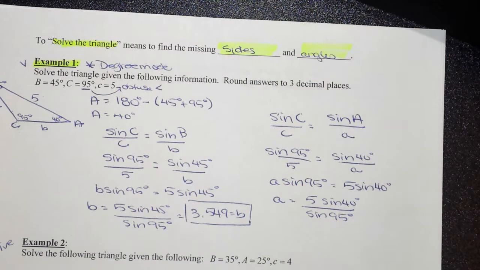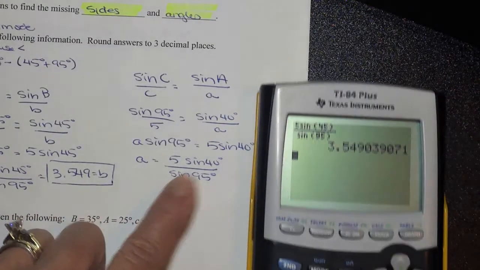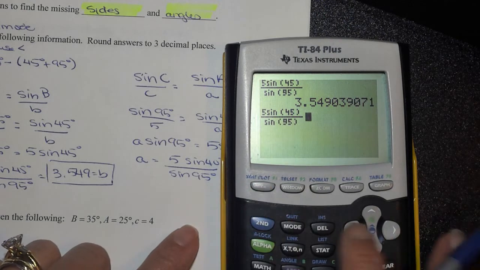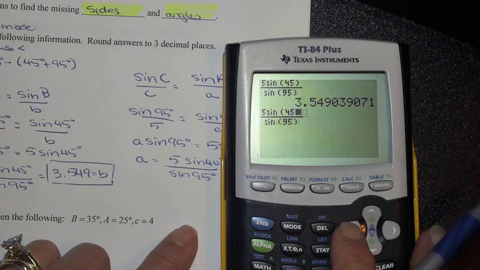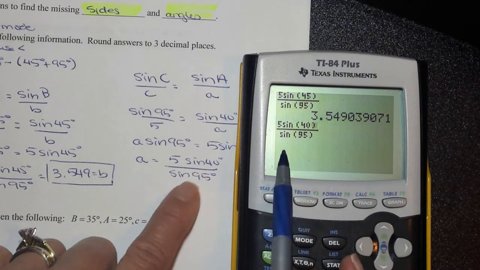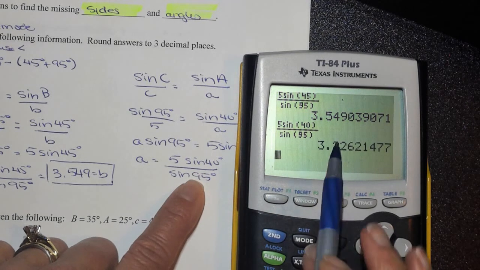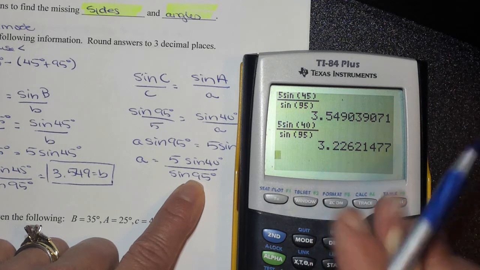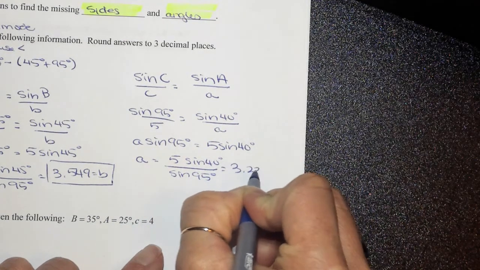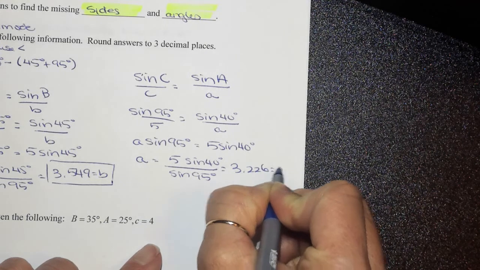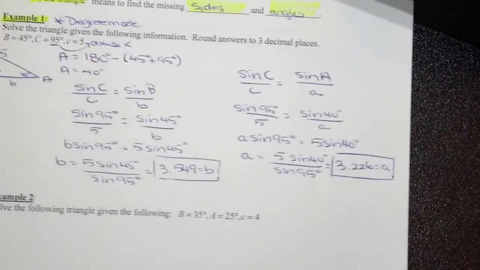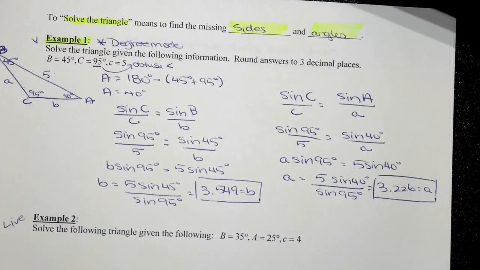Okay, and I can actually recall, since this is very similar, you go in, second, enter, and it brings up what I've got, and I can make a change. So instead of 45, this is 40. So I have 5 sine of 40 over the sine of 95, 3.226. That's a standard example.